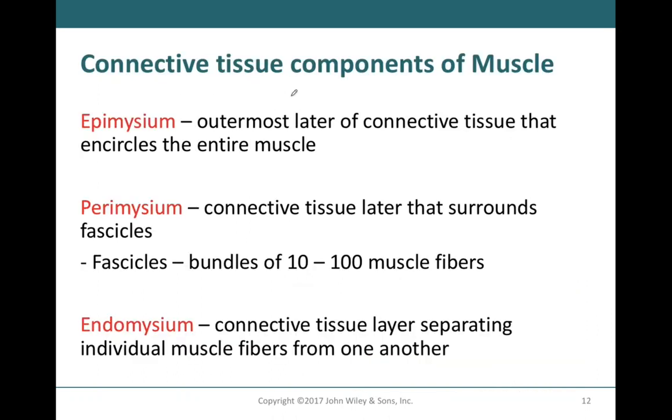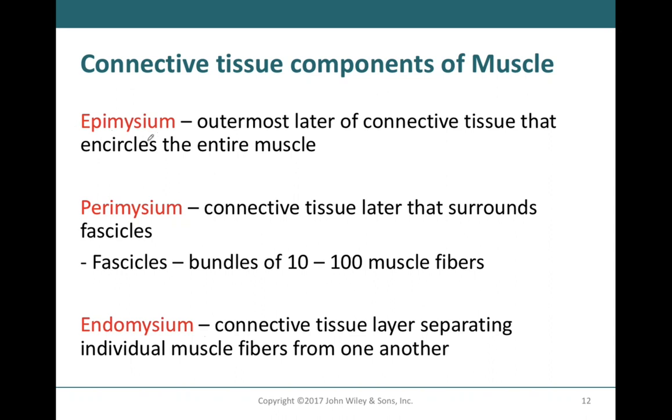But on this slide, I want to take a second to go over the different types of connective tissues once again that we see wrapping around our muscles. So we have epimysium, perimysium, and endomysium. All of these are different connective tissue elements of muscle that will wrap around muscle tissue and help to protect it.